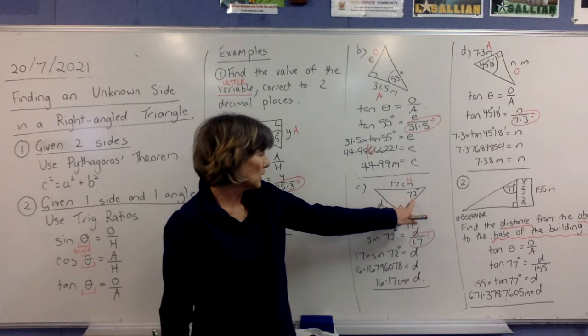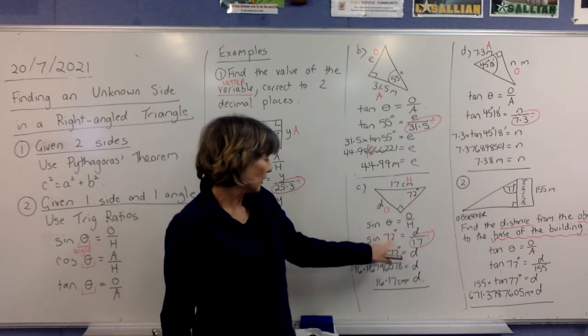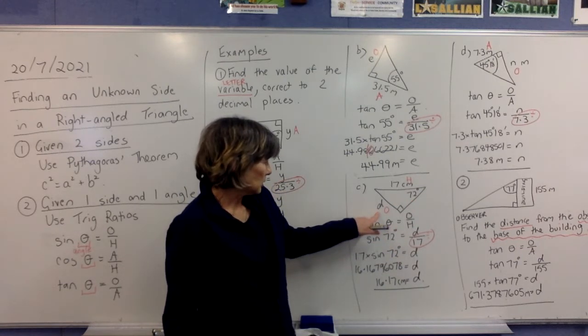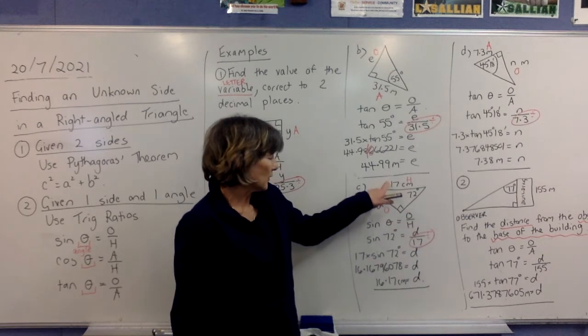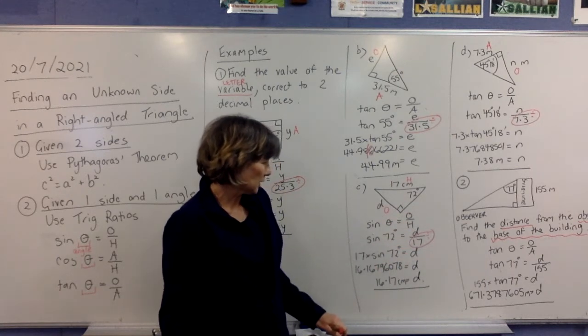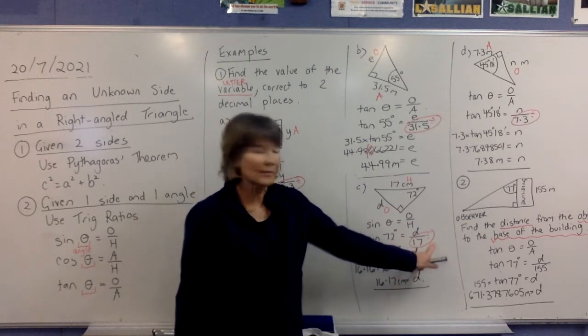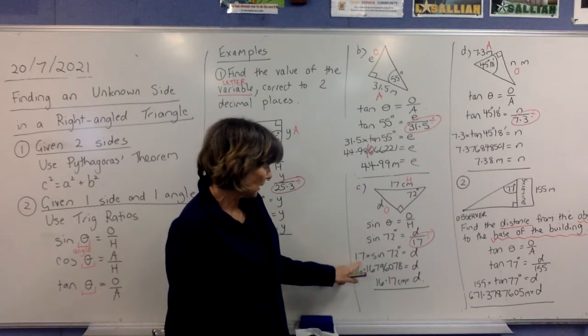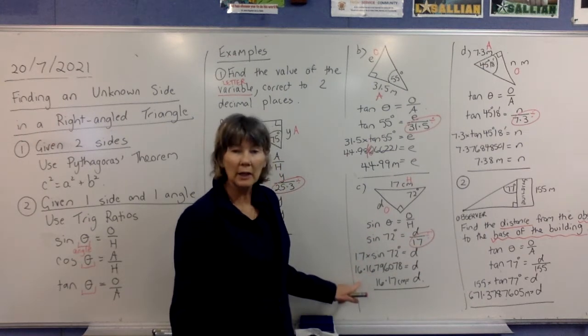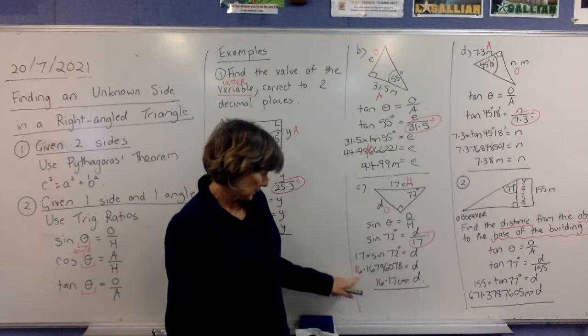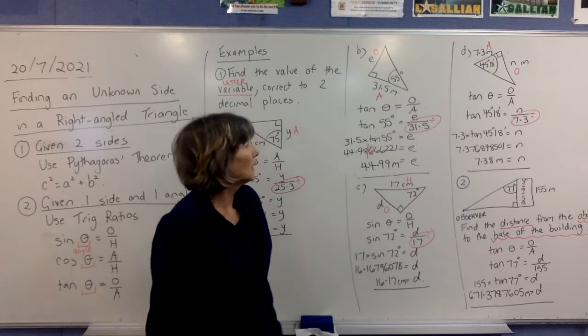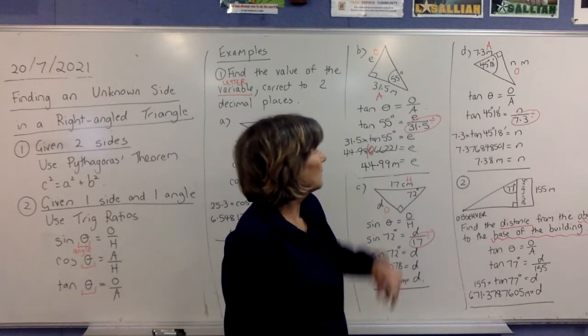Now I'm going to substitute in sine 72 degrees for your angle equals D for the opposite side over 17 for the hypotenuse. Get rid of the divided by 17, bring it over here and times by it. Put it in your calculator, you should know how to do that now. Get your answer and round to 2 decimal places. Okay, coming up to the next one.